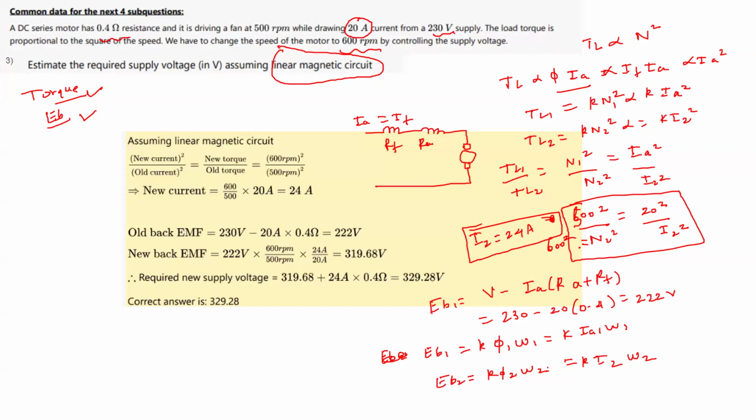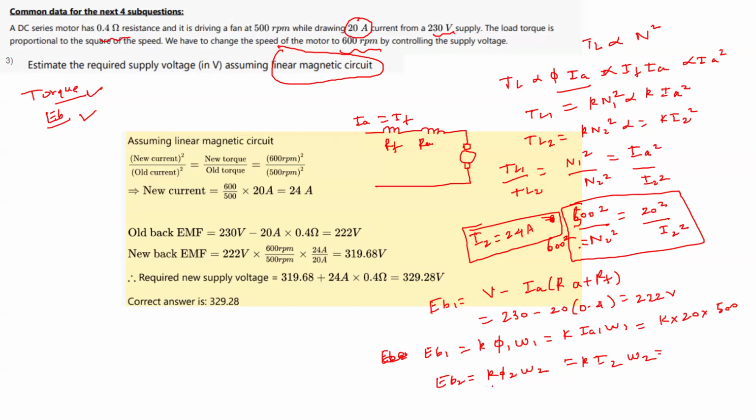अब हम लोग क्या करें, we are doing the next case. अब हम लोग को what we have to find, we have to find the supply voltage. But how can we find the supply voltage? So for that we first need to calculate the back EMF for the second case. Okay, so here you see this is K into I. So in the first case the back EMF is proportional to K phi omega. Phi is proportional to Ia for a linear magnetic circuit in a DC series motor. So this becomes K into Ia omega. So Ia in the first case was 20 ampere and omega in the first case is 500 rpm.